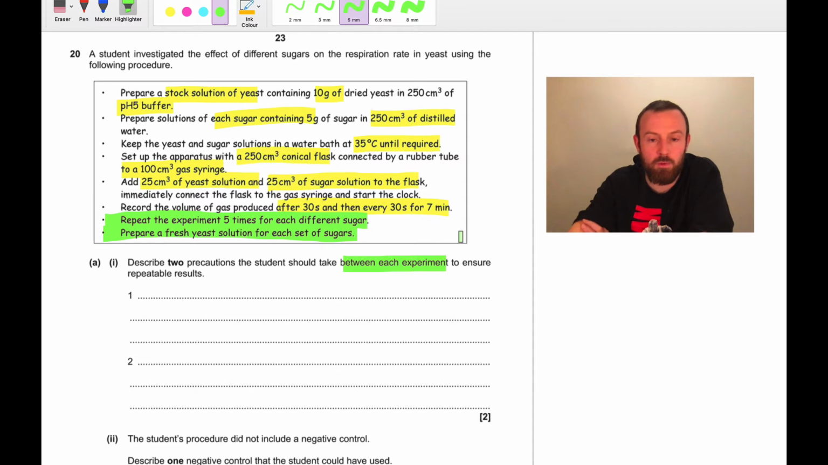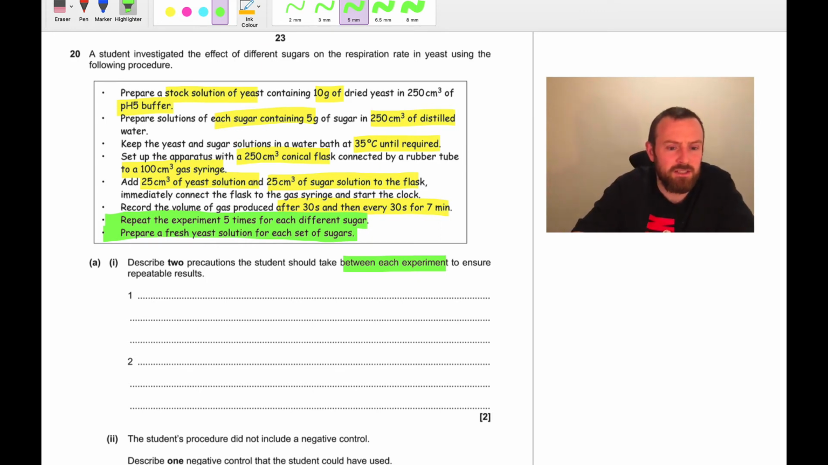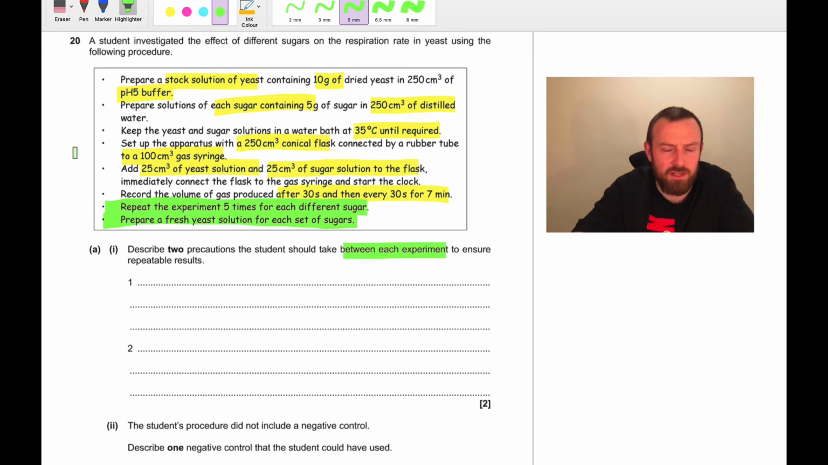And I think most people got the first one, which is just to make sure that you rinse out the conical flask. If we only got one conical flask, make sure we rinse it out clearly. And the next thing is prepare a fresh yeast solution, to make sure that each yeast solution is prepared at the same concentration. Is that right? We'll look at the mark scheme in a second. I can't quite remember the second point, to be honest.